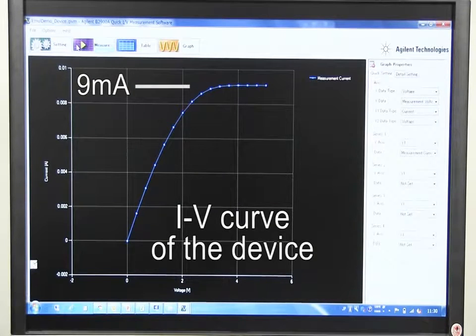This is the IV curve of the device. For 0 volts, the current is 0 amperes. As the applied voltage is increased, the current goes up and saturates at about 9 milliamperes. I will copy these characteristics to the emulator.